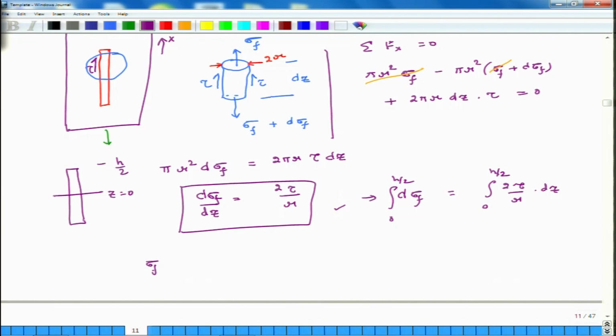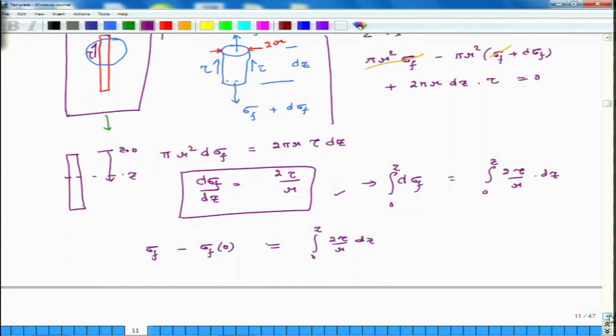So, what do I get? Just to be sure, what I am doing is, this is my origin. Here z is equal to 0 and at some cross section z is equal to z. So, the limits are 0 to z. The left side is sigma f evaluated at z minus sigma f evaluated at the tip of the fiber, and that is equal to the integral from 0 to z of 2 tau over r dz. Okay.